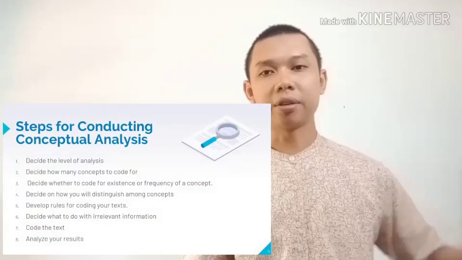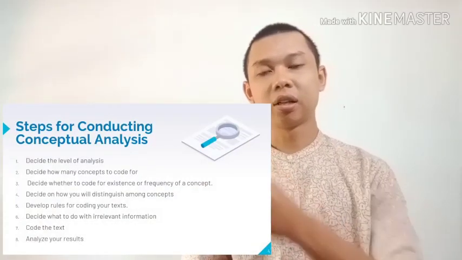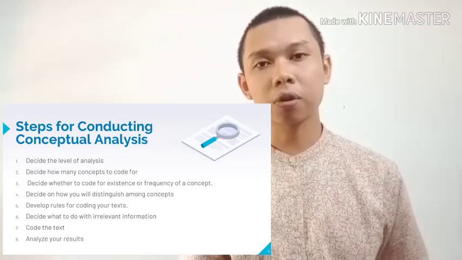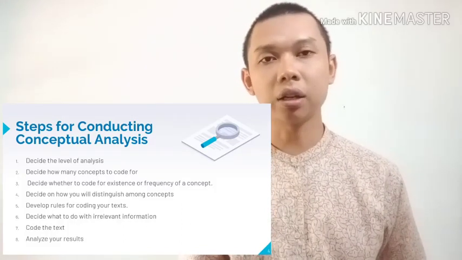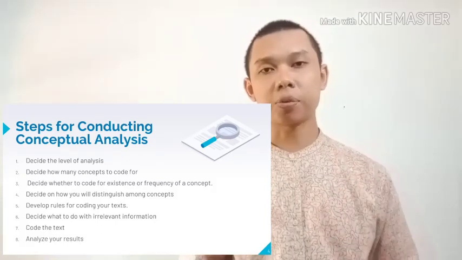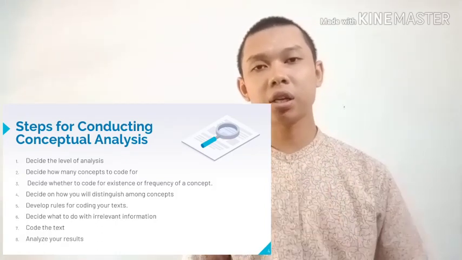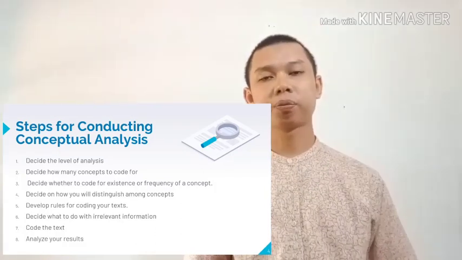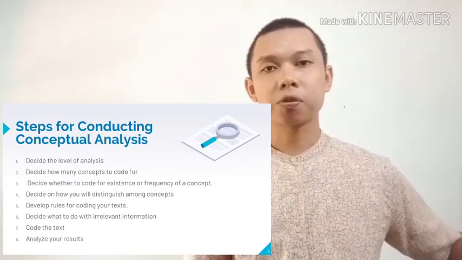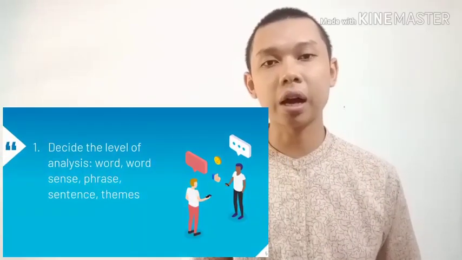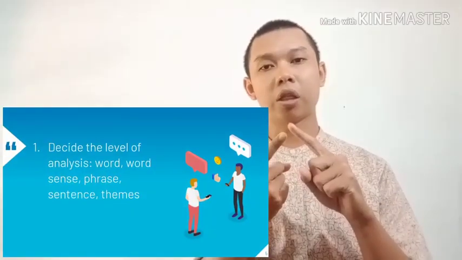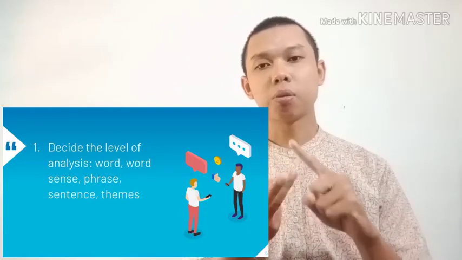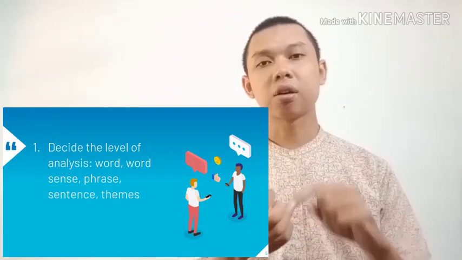Take a look at this slide. Those are the steps for conducting conceptual analysis. There are 8 steps. This is the general information, and I would like to explain it in detail. The first step for conducting content analysis or conceptual analysis is to decide the level of analysis, whether word sense, phrase, sentences, or themes.